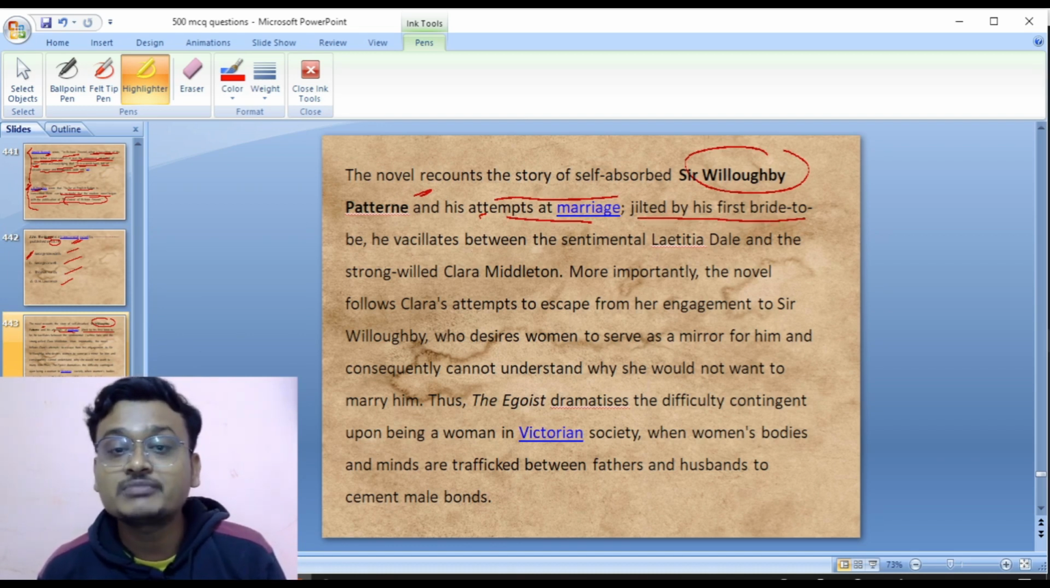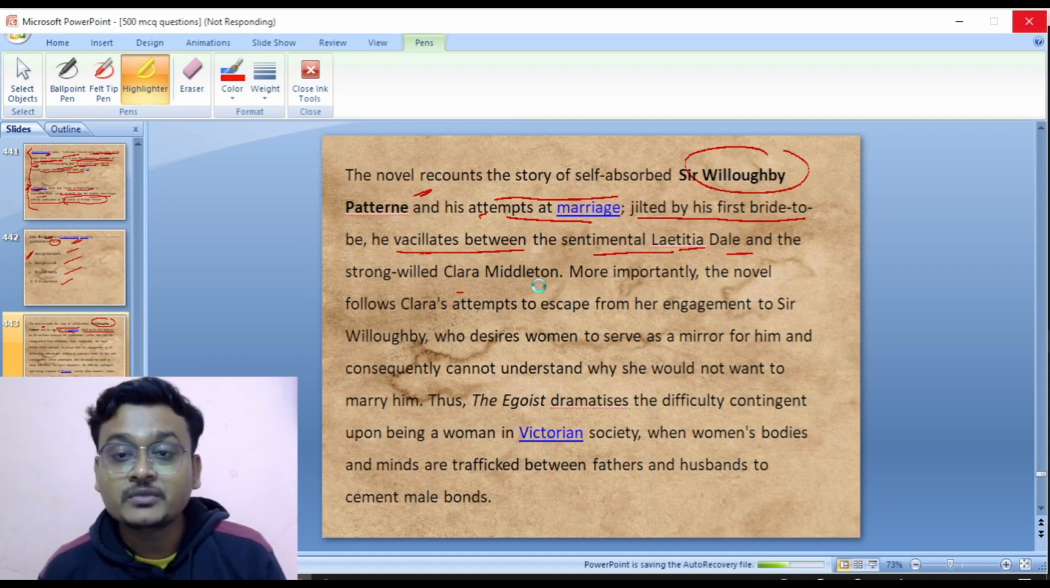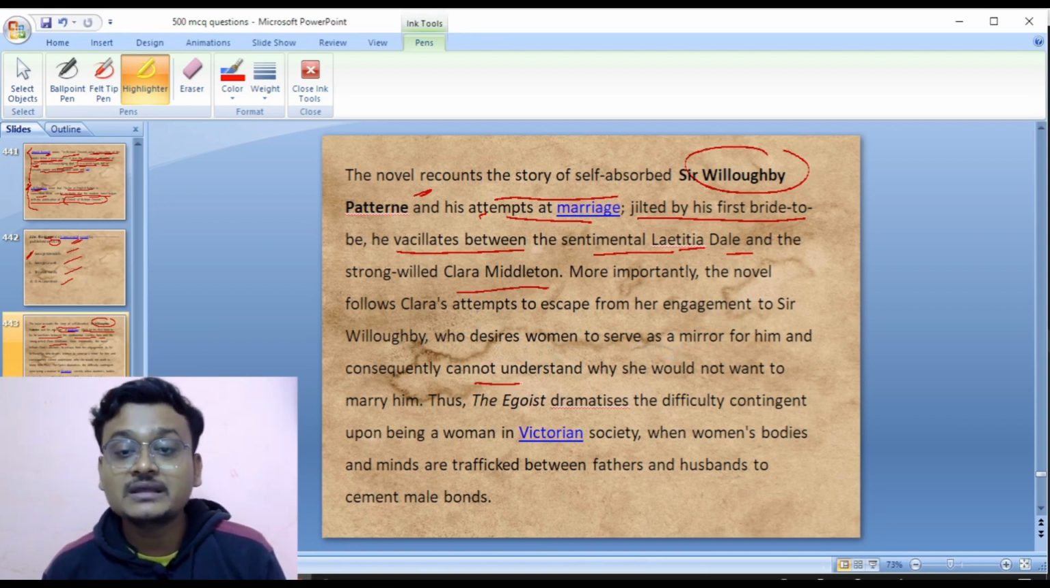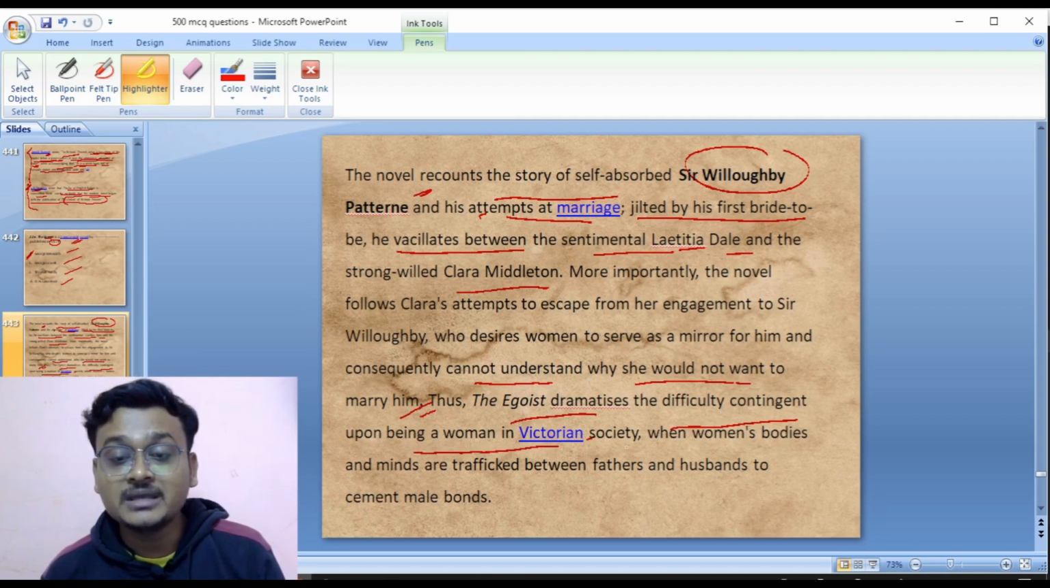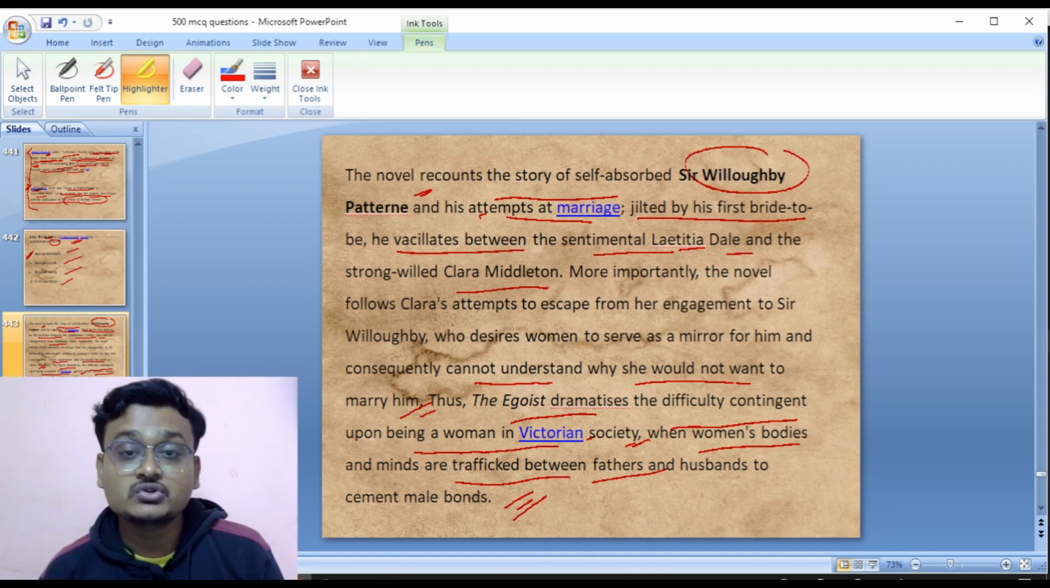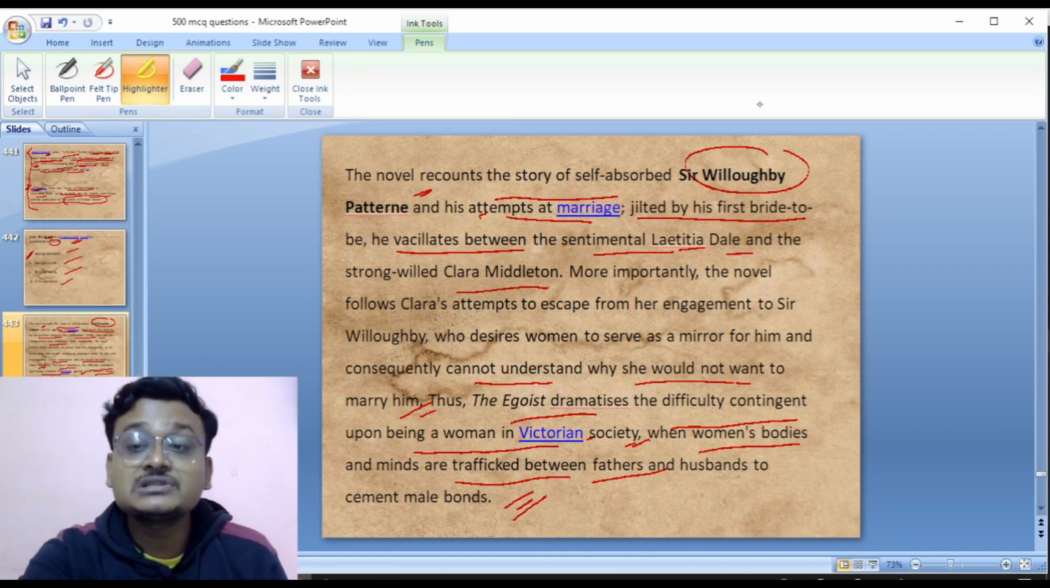and jilted by his first bride to be, he vacillates between the sentimental Laetitia Dale and the strong-willed Clara Middleton. Okay, now more importantly, the novel follows Clara's attempts to escape from her engagement to Sir Willoughby, who desires women to serve as a mirror for him, and consequently cannot understand why she would not want to marry him. Thus, The Egoist dramatizes the difficulty of being a woman in Victorian society, when women's bodies and minds are trafficked between fathers and husbands to cement male bonds. So this is why Willoughby, the Egoist, the protagonist is Willoughby Patterne, and it's about his attempts at marriage.